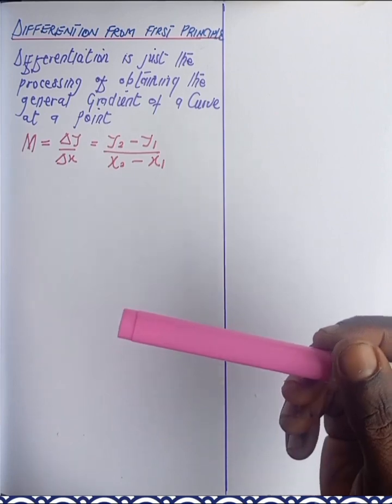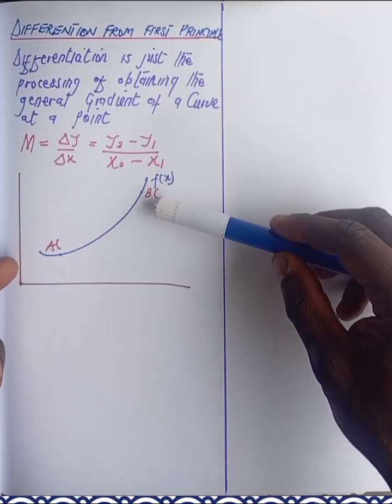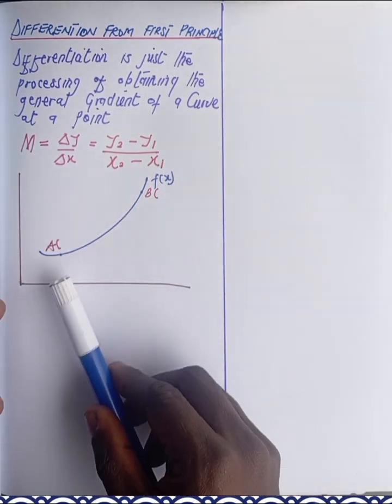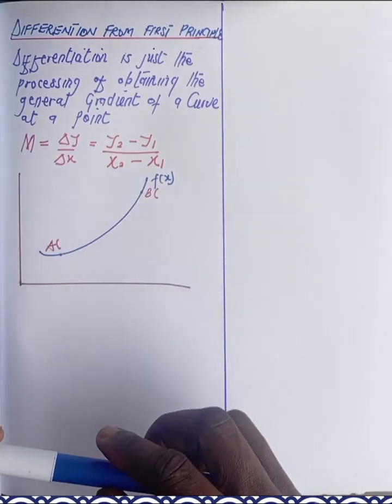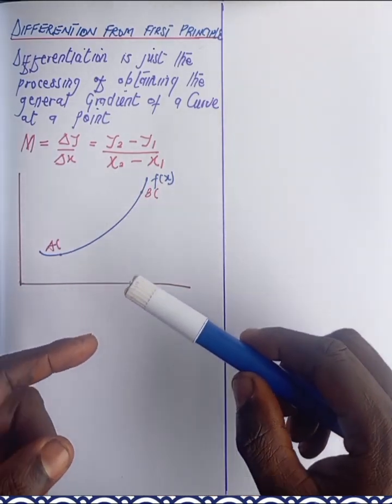So let's take it that you have the curve of the function. Let's take it that this is my function f of x, and this is the curve of this very function. Now we have point A and then point B on the curve. Let's try to find the coordinate of point A and then the coordinate for point B.